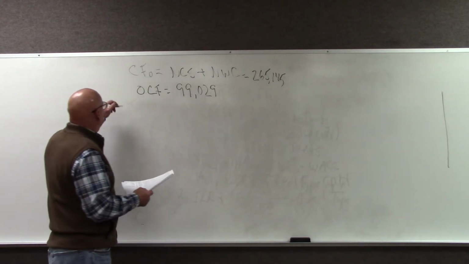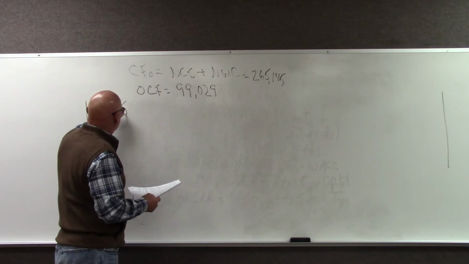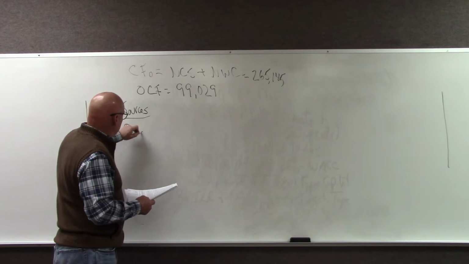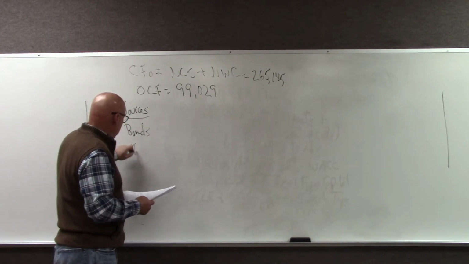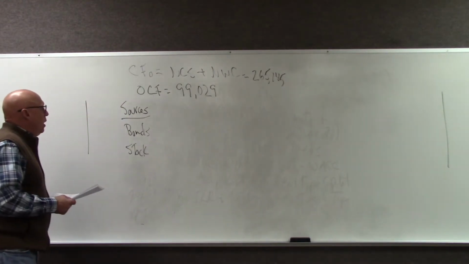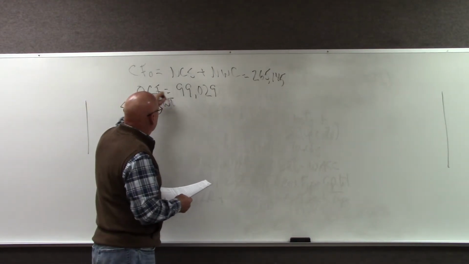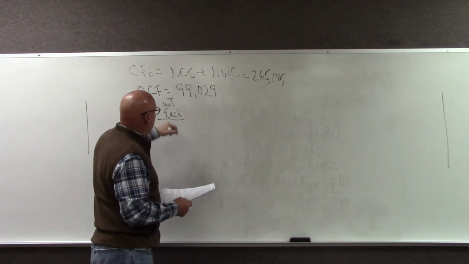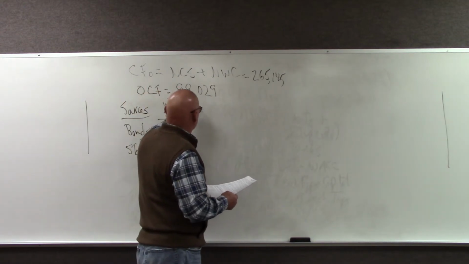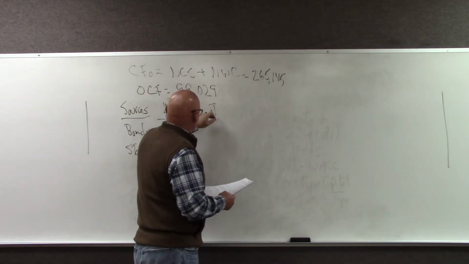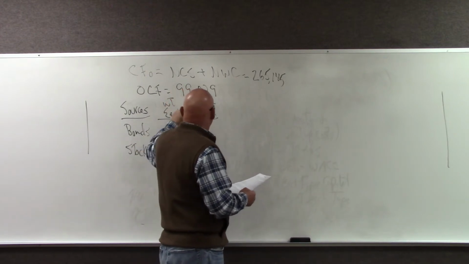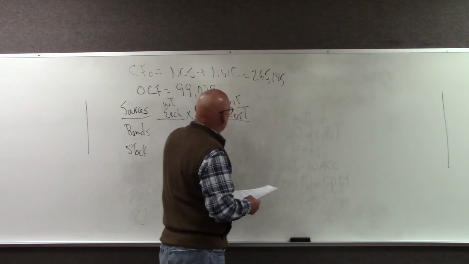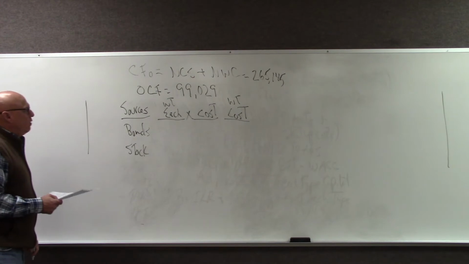Okay, so we need to identify the sources of capital, and we're going to use bonds and stock. Okay, and we're going to have to find the weight of each. Okay, and then we're going to have to find the cost of each, and we multiply that times that and we get the weighted cost. Okay, so let's find the weight.